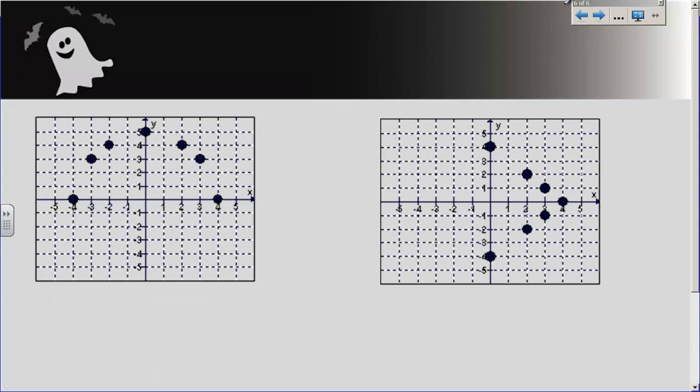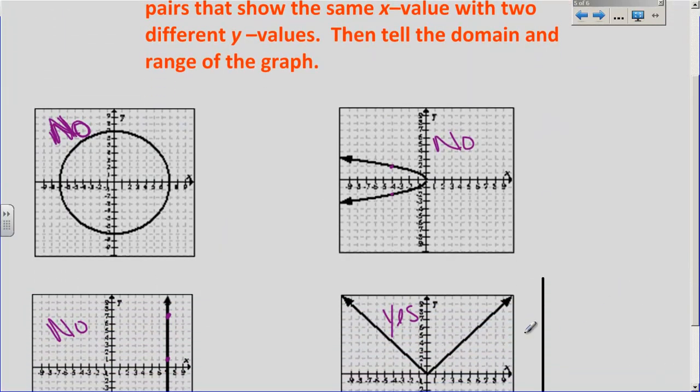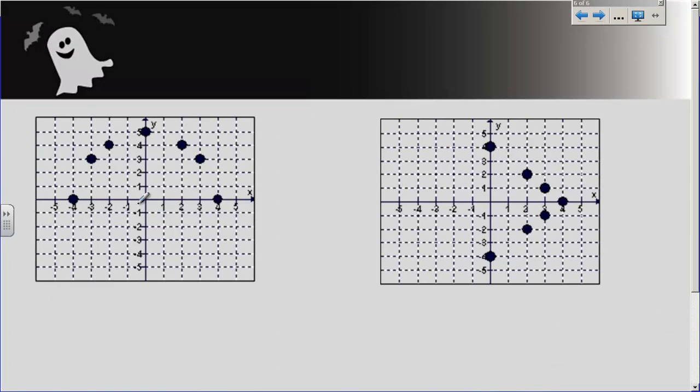You have two more. One second, I want to get my vertical line. Actually, I don't think I need it. I take that back. So anyway, we have two more.